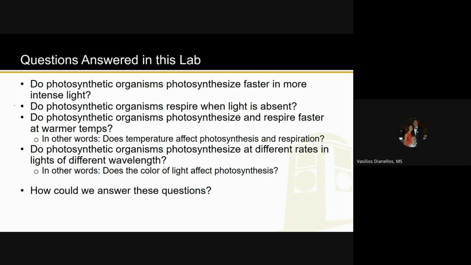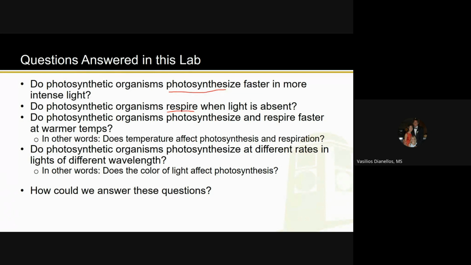Think along those lines. The next question we're going to answer in this lab is, do photosynthetic organisms respire when light is absent? So this is a respiration question, not a photosynthesis question, right? So here we're going to see if they respire when there's no light. Now, in theory, we should expect that to happen, right? Because respiration, as you know from lecture, only requires oxygen and glucose, basically, right? Oxygen and glucose, and you're good to go. You don't need sunlight for respiration, right? We all respire as humans, but we don't require sunlight for that purpose.